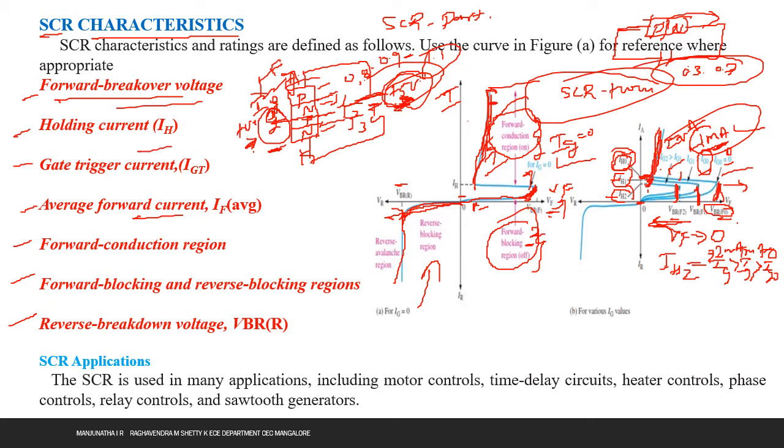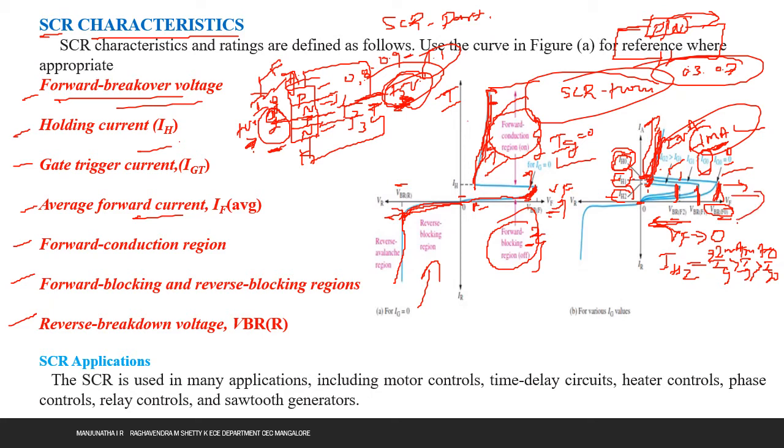Next, holding current. This is the value of anode current below which the SCR switches from the forward conduction region to the forward blocking region. The value of IH increases with the decrease in the value of Ig, and is maximum for Ig equal to 0. So this is how we can understand it. From here onwards it is forward conduction mode, and here it is the forward blocking region.